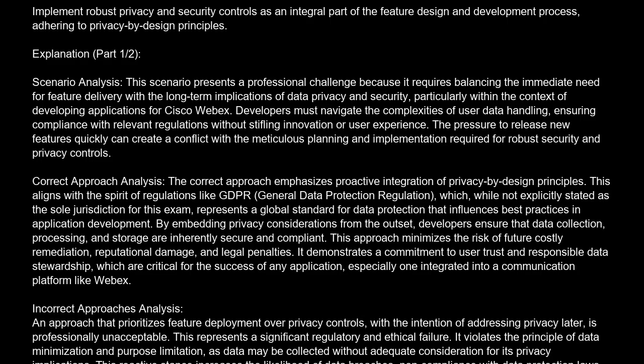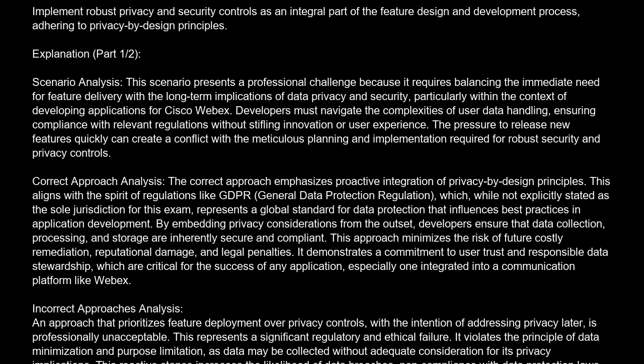Correct answer is A. Implement robust privacy and security controls as an integral part of the feature design and development process, adhering to privacy by design principles. Explanation. Scenario analysis. This scenario presents a professional challenge because it requires balancing the immediate need for feature delivery with the long-term implications of data privacy and security, particularly within the context of developing applications for Cisco Webex.